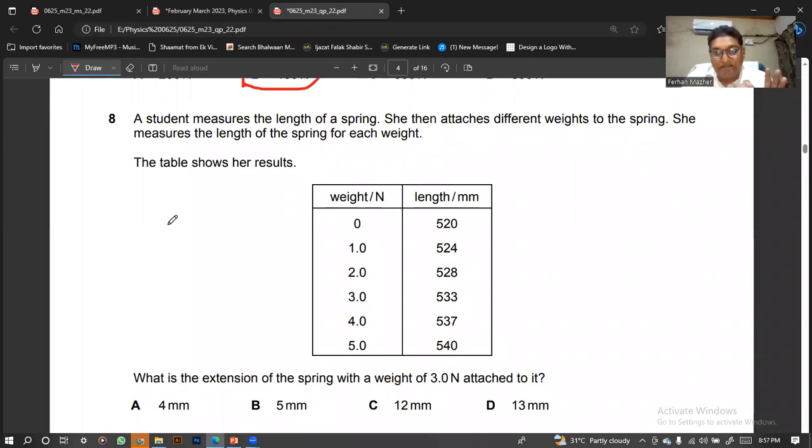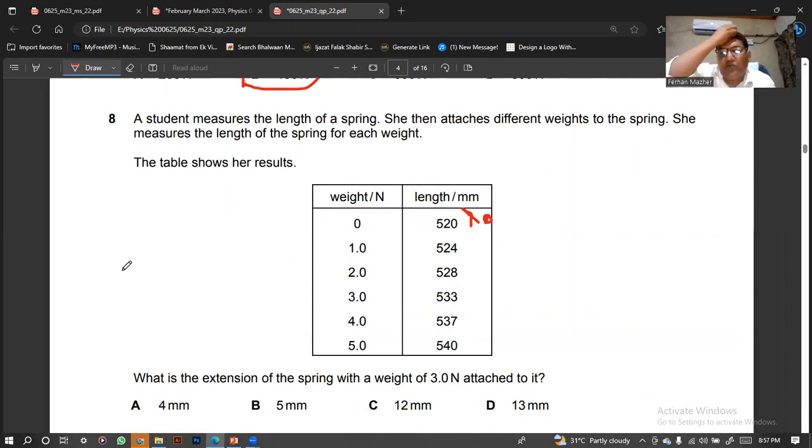Question number 8. A student measures the length of a spring. She then attaches different weights to the spring. She measures the length of the spring for each weight. The table shows her results. So here we have a table in which we have the weight and the length. This is called the L naught. Why do we call it the L naught? Because this is the unstretched length. When there is no load, the length is called the unstretched length of the spring.